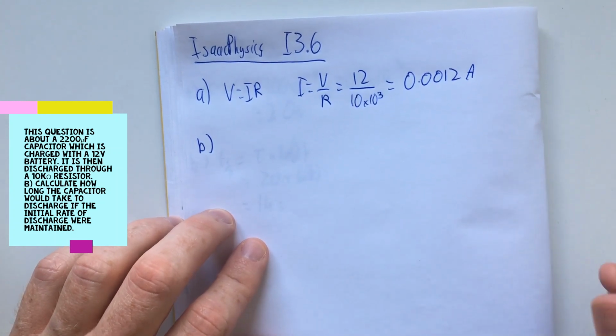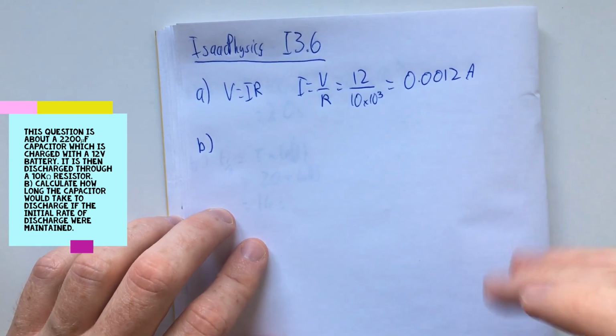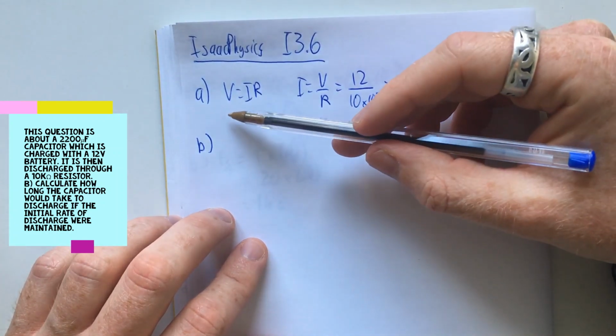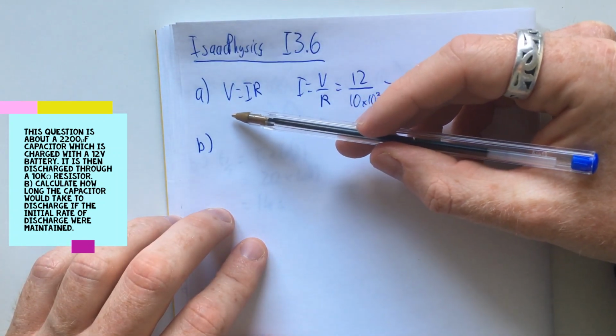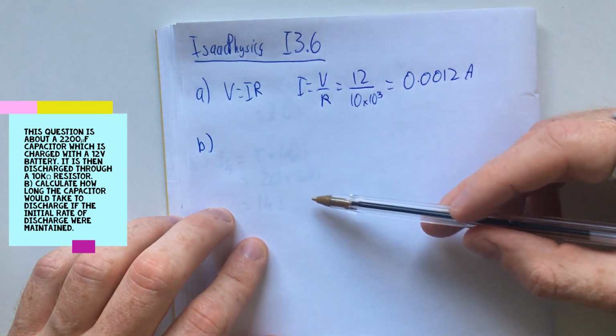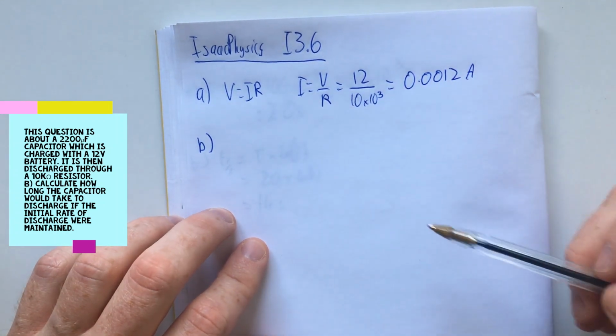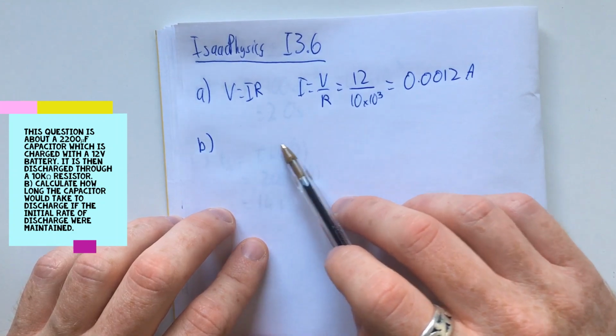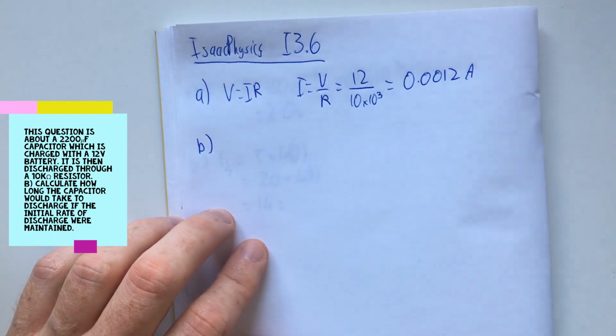Part B, the question says, calculate how long the capacitor would take to discharge if the initial rate of discharge were maintained. Now, this wouldn't actually happen, because in real life a capacitor would discharge very quickly at the beginning, but then it would decrease, so we get this exponential decay. What this is saying is, imagine it's a constant current, so a constant rate of discharge.